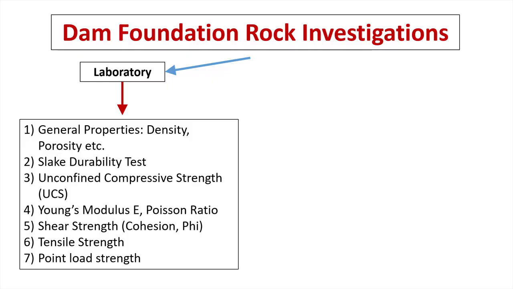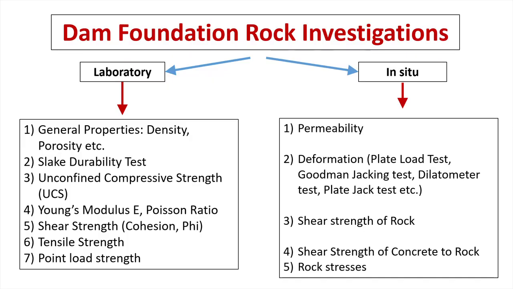As explained already, the test results obtained from core samples are not directly to be used in the design of a dam. These values need to be correlated to rock mass conditions present at that site. In this regard, some field investigations are also required. Basic field investigations are permeability testing, deformation testing, and shear strength of rock. We also need to know the interface properties of concrete to rock, as these are important to study the interface behavior. Further, stresses also need to be found at that particular site.